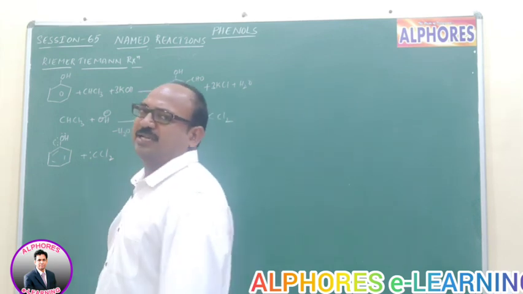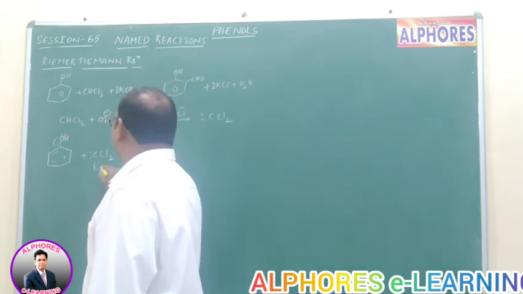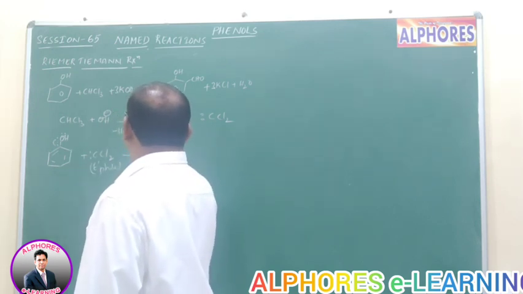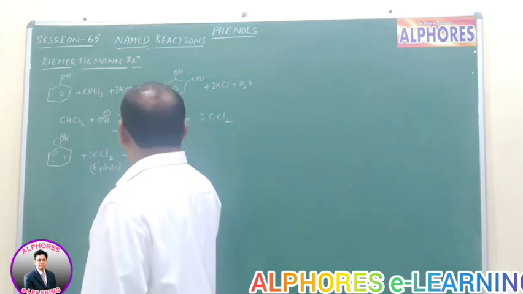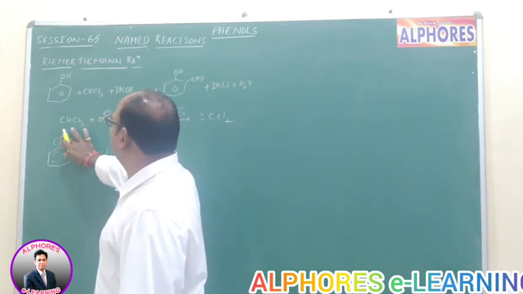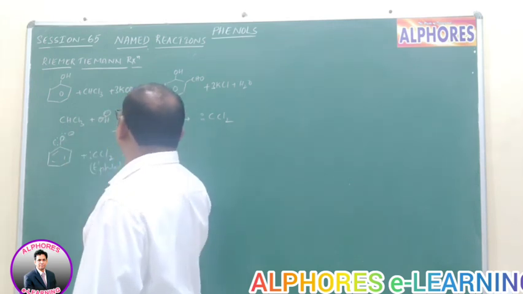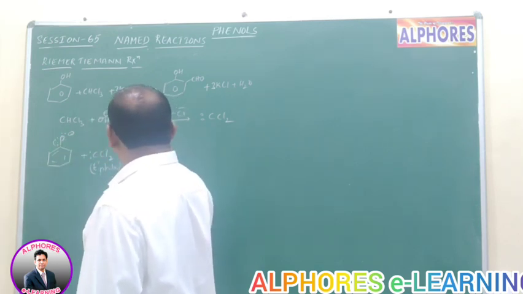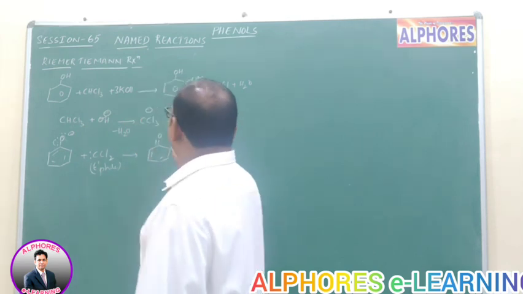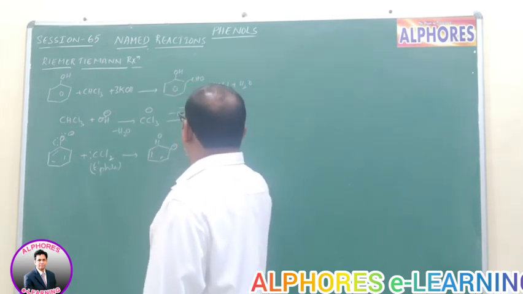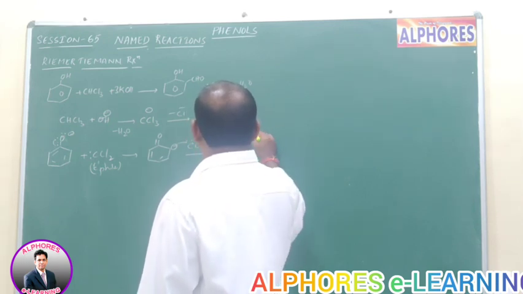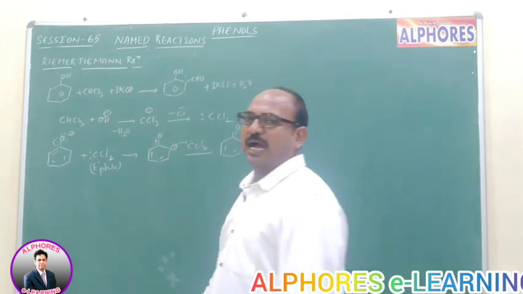Now it acts as an electrophile, and this electrophilic carbene attaches at the ortho position. Because this reaction takes place in base medium, the phenoxide ion takes part in the reaction, and we have a negative charge on which CCl2 has to attack. As a result, a bond forms between carbon and carbon, and this carbon gets a negative charge with hydrogen.